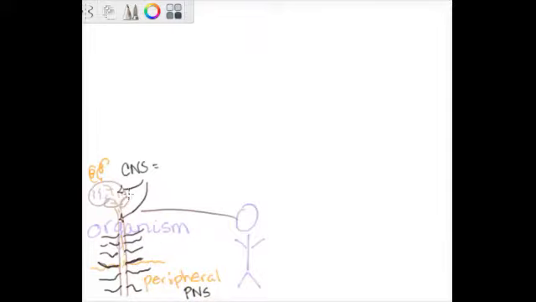So the central nervous system, the brain and the spinal cord, work together to have the idea or have the thought, send that message down the spinal cord, and then the peripheral nervous system will pick up that nervous impulse and transfer it out to all the muscles and the nerves and the blood vessels in our periphery.